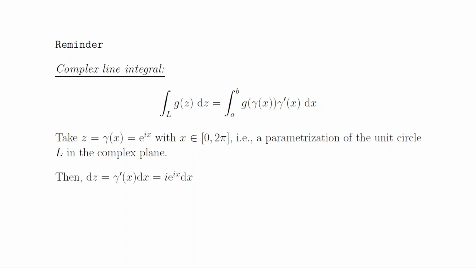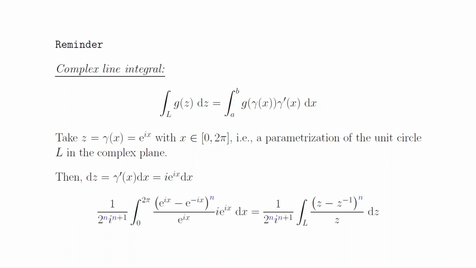Differentiate in order to obtain the new differential, and maybe now you can see why we wanted to have an extra term of i times e to the ix. Now the conversion is straightforward. Put e to the ix equal to z, e to the negative ix equal to z to the negative 1, and also substitute the new differential.